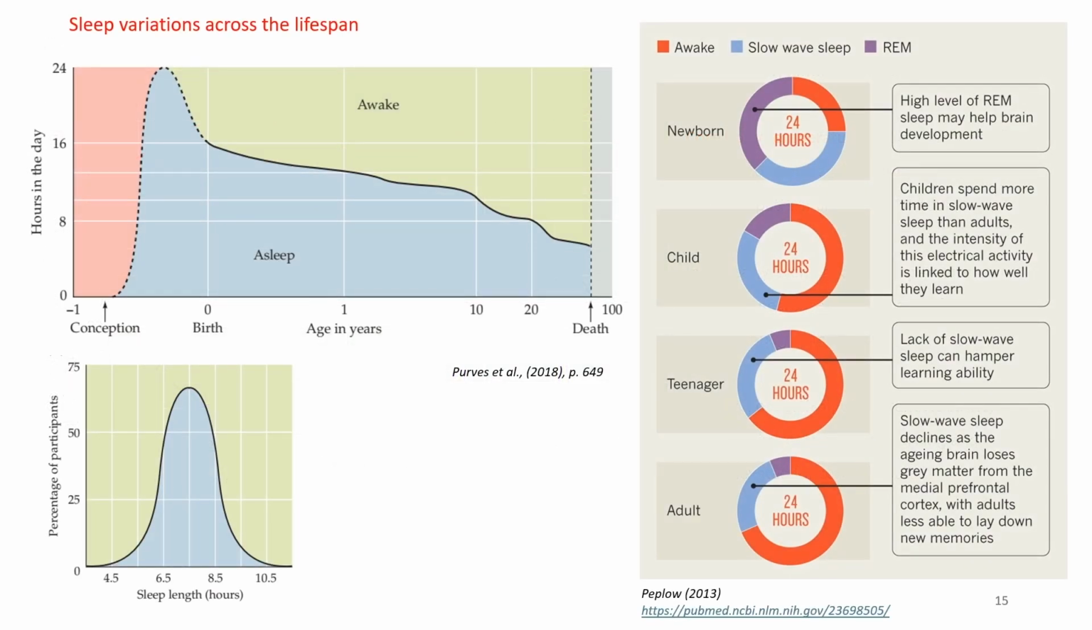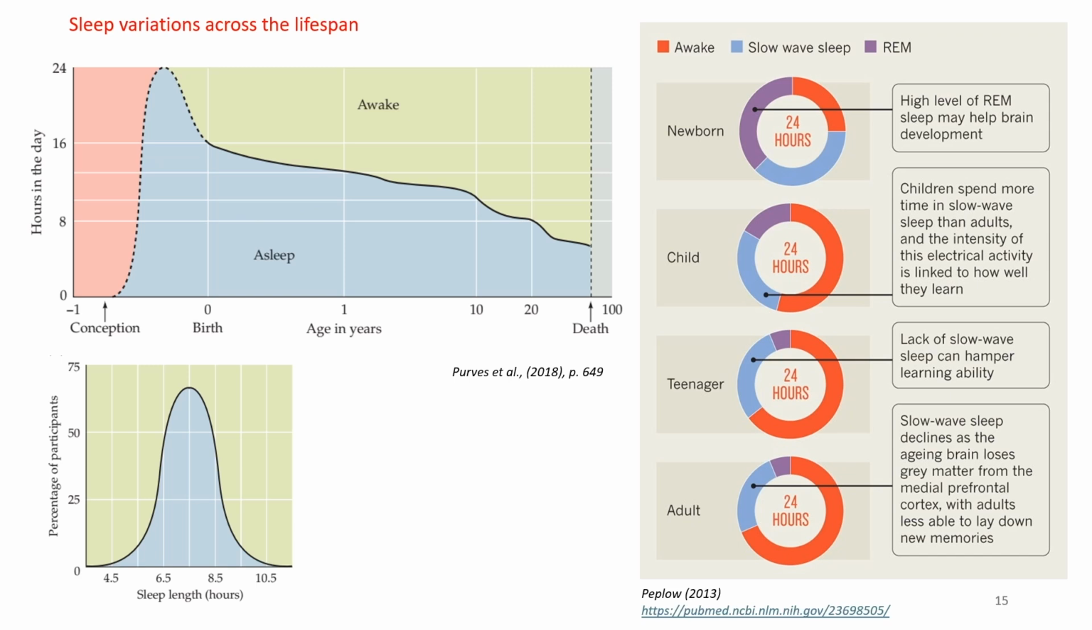Sleep also varies across our lifespan. So if we look at how many hours we spend sleeping in a day, we can see that from birth towards our old age, we sleep less and less, and we spend more and more time awake.